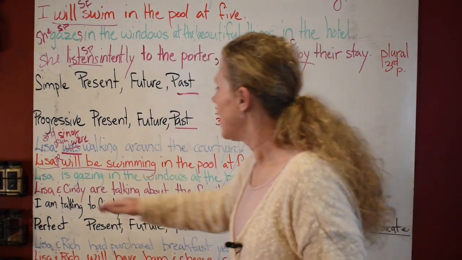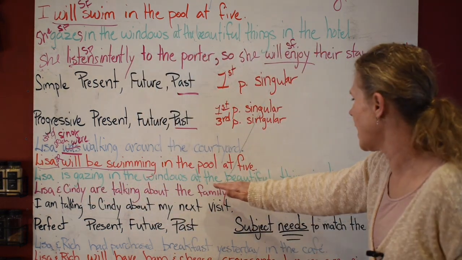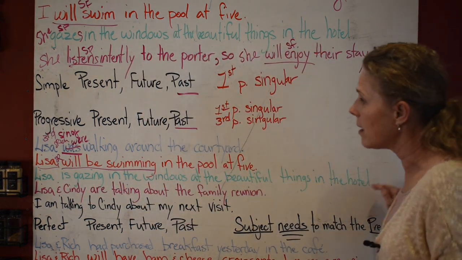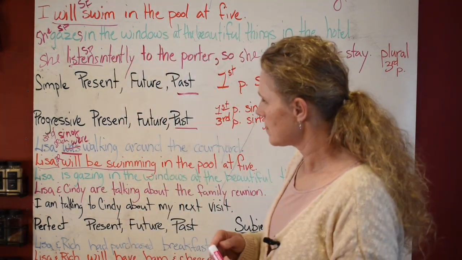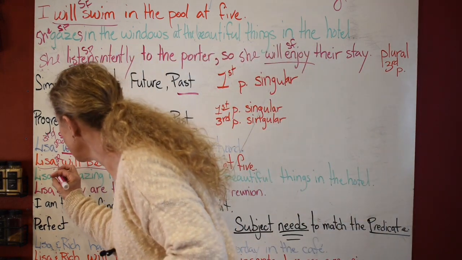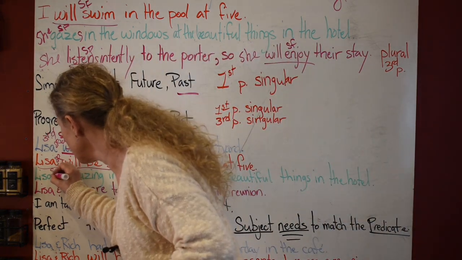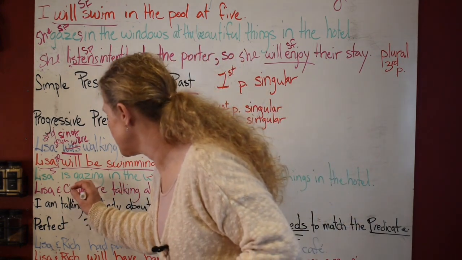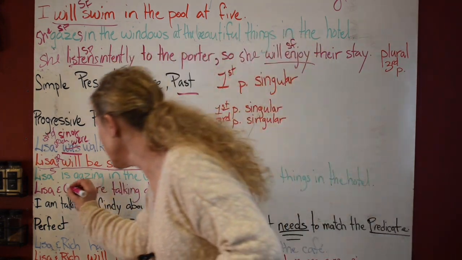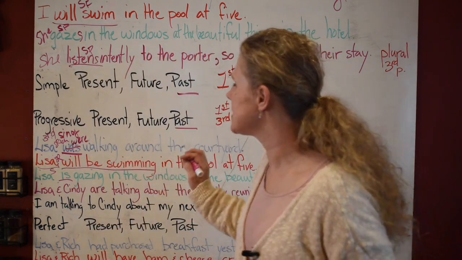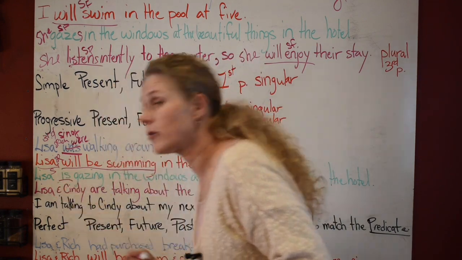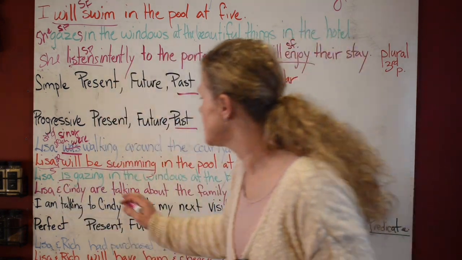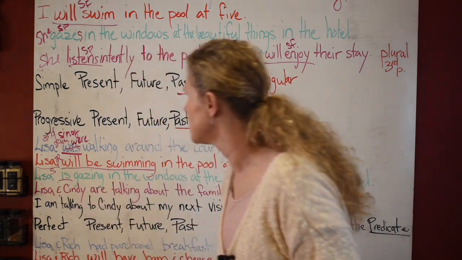How about Lisa is gazing in the windows at the beautiful things in the hotel? What do we have here with our subject and our verb? Lisa. Lisa is singular or plural? So Lisa is singular. And is it taking the singular or the plural verb? Is it singular? Lisa is gazing. So gazing stays the same. Your auxiliary verb is what changes. This is in the present tense.